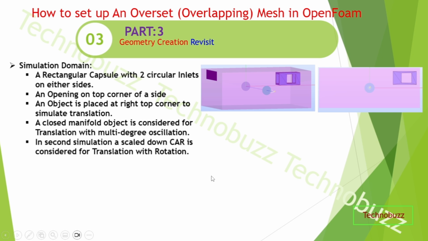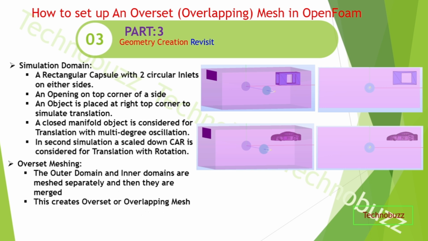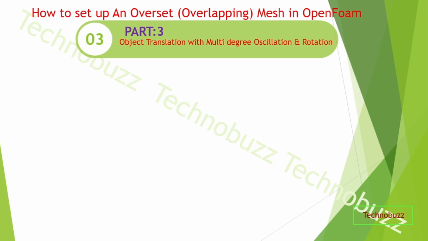A closed manifold object is considered for translation with multiple degrees of freedom. In the second simulation, a scaled down car is considered for translation with rotation. In overset meshing, the outer domain and inner domains are meshed separately and then they are merged. This creates the overset or overlapping mesh. So now let us see the modifications to be done.